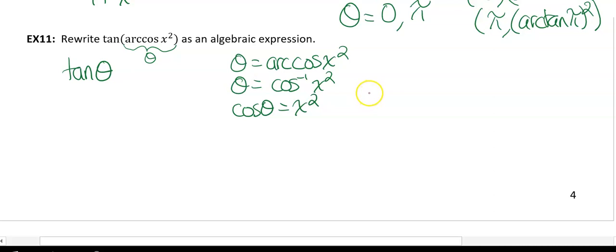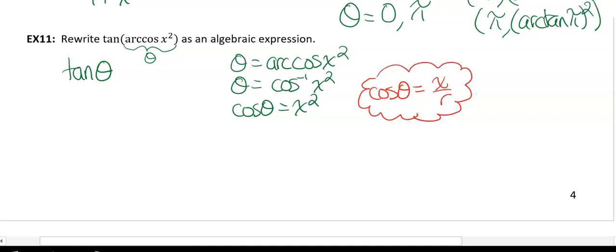So think about, remember, cosine theta, I want you to think about it, is x over r. We get confused because these x's are showing up a bunch. So we're thinking about it like this. Let's draw this out. We can feel free to put theta there. This tells me that this is x squared, and this is 1, because it's over 1. So doing Pythagorean theorem, it's the square root of 1 minus x to the 4th.